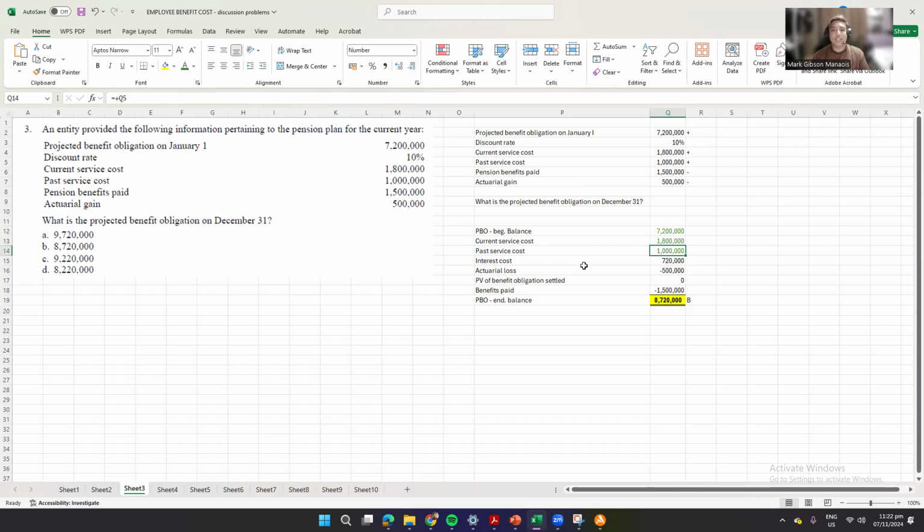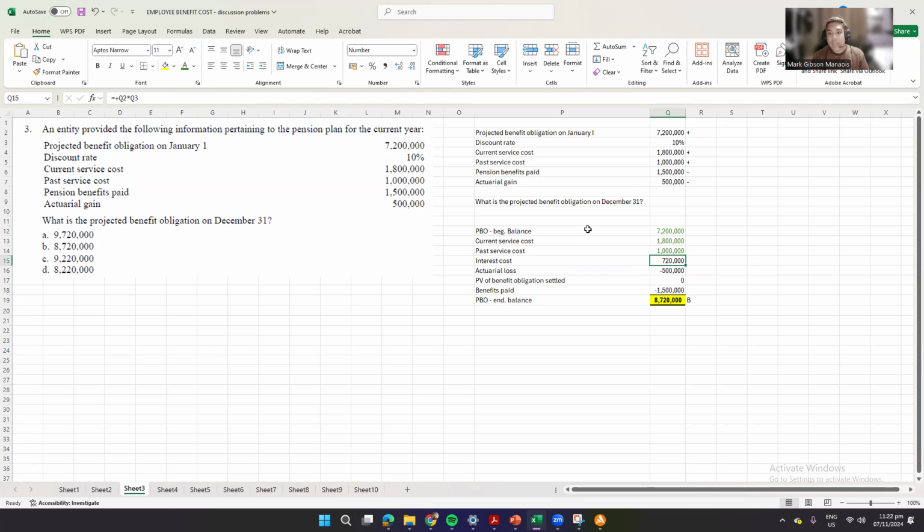Interest cost. So ito class. Interest cost, paano nga natin kinocompute ang interest cost? That's the PBO beginning multiplied by the discount rate. No? So that's 7.2 million multiplied by 10%. So we get 720,000.